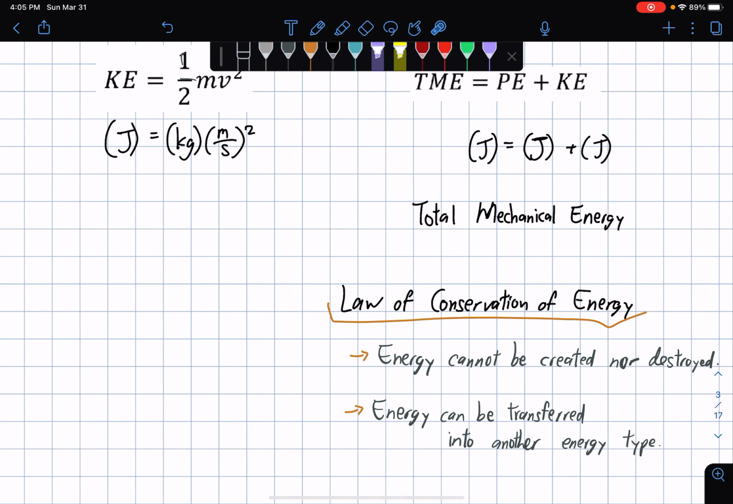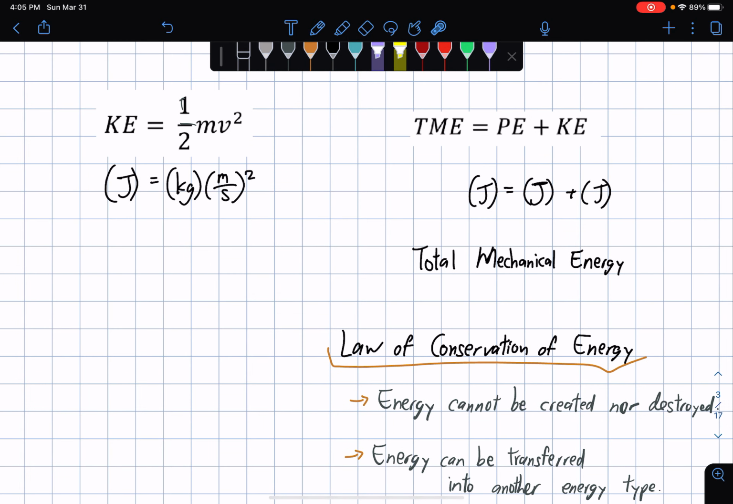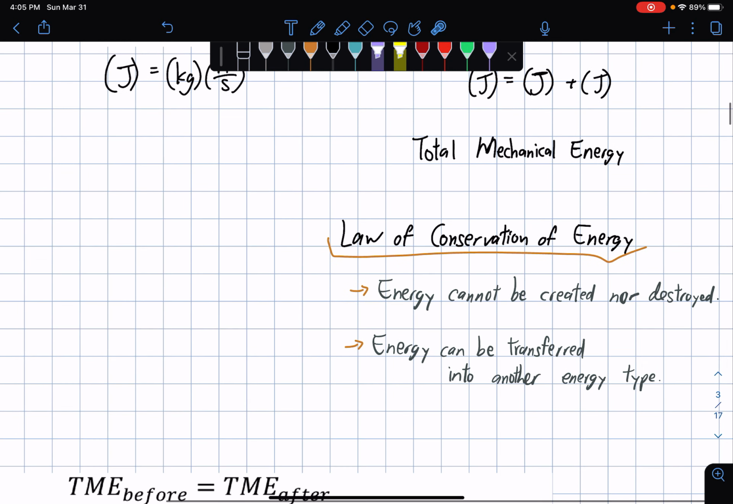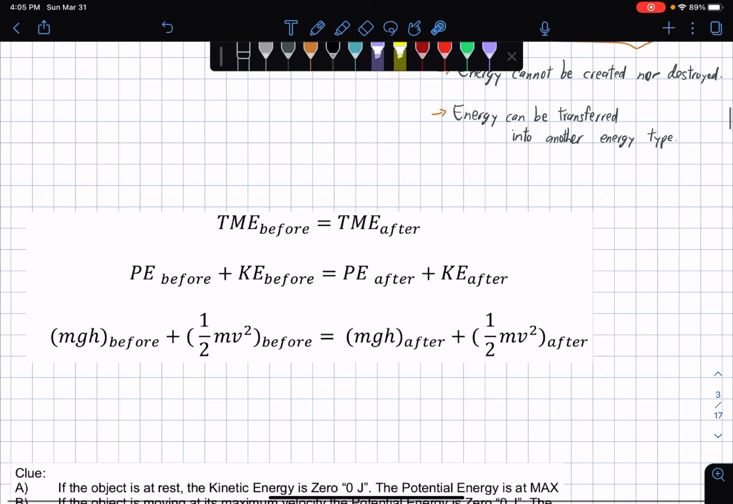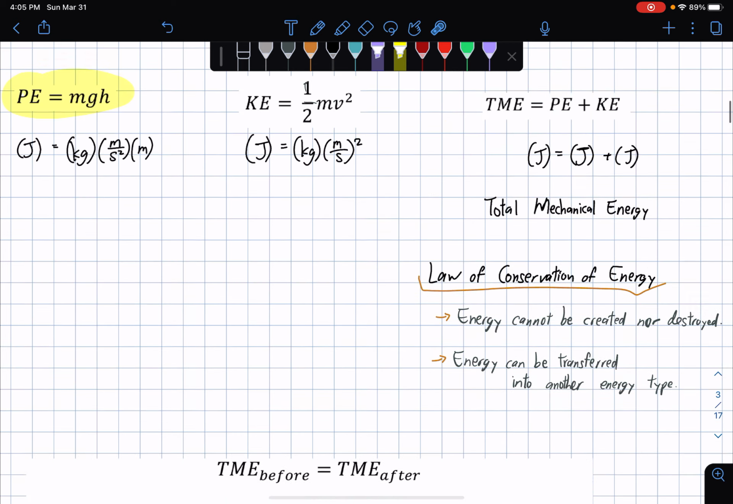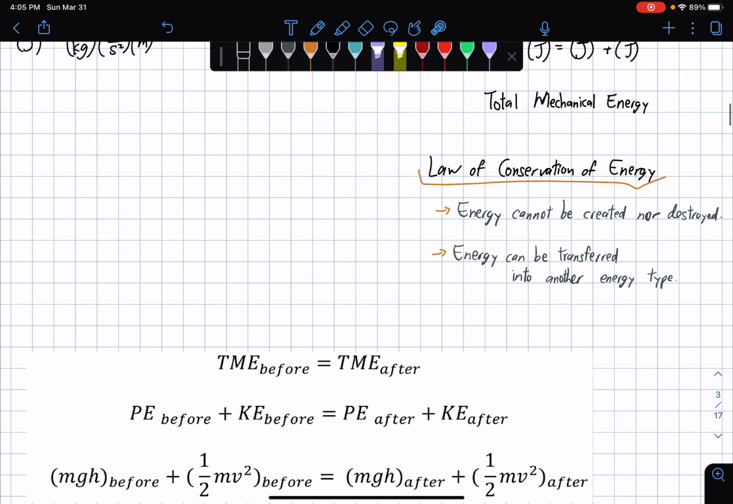Now, regarding the law of conservation of energy, it's strongly associated with TME, such that TME supports this law. So it basically states that energy cannot be created nor destroyed. It can only be transferred into another energy type. So TME before is equal to TME after. With respect to what this law states, the energy that is present in the past is also equal to the same energy right now or after. So TME before is equal to TME after.